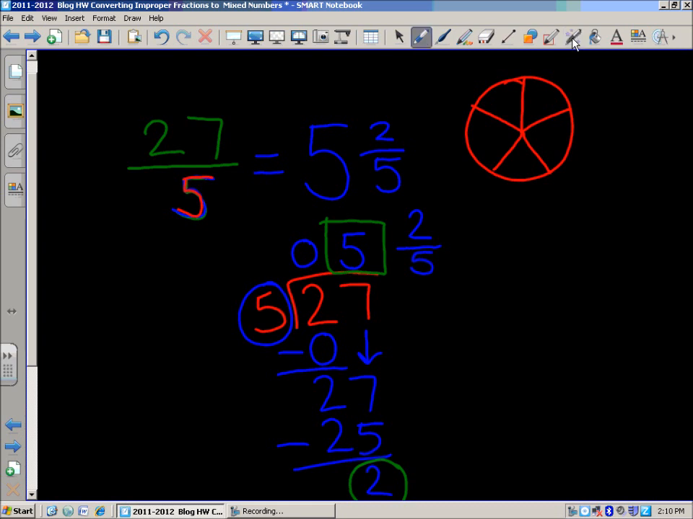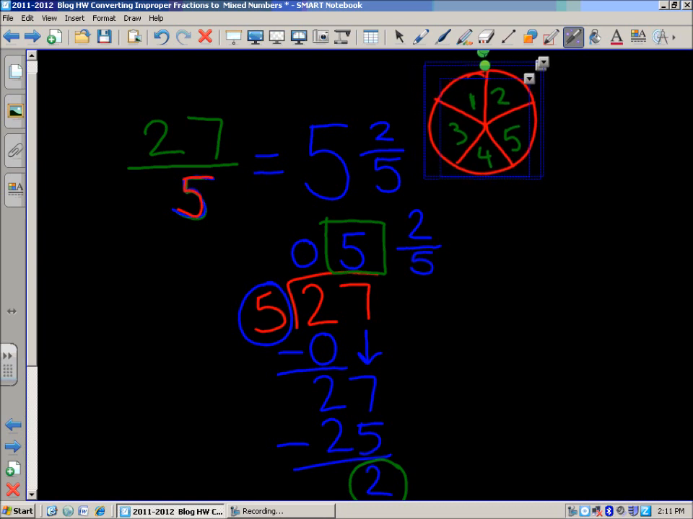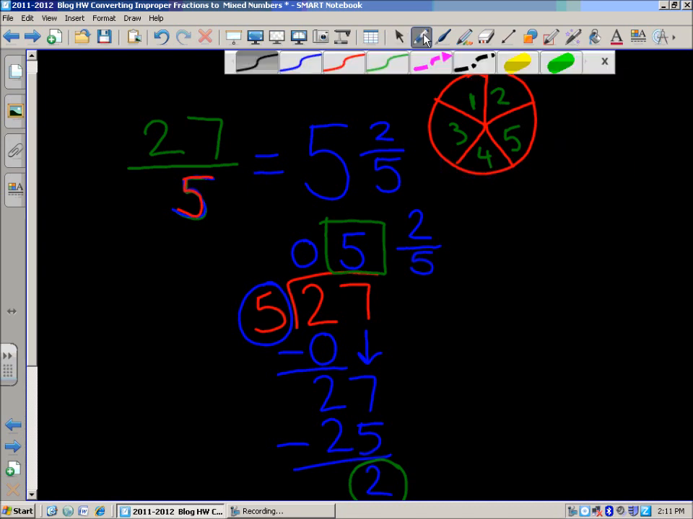How many fifths? Well, there's one, write that down, 1, 2, 3, 4, 5 fifths make up that whole. However, we need 27/5. Okay, well that's one whole, that's great. But 27/5, how many whole pies would that be? Well, here's another.